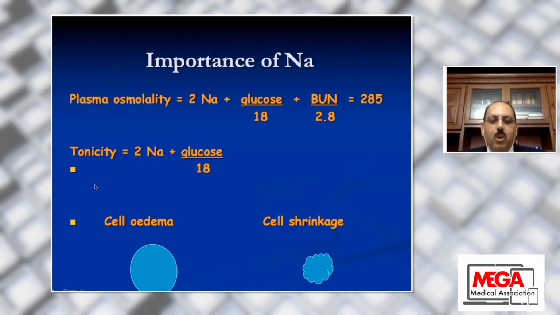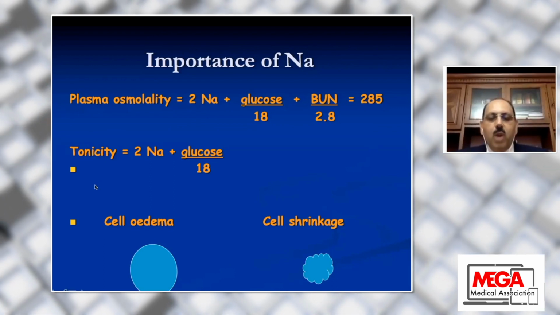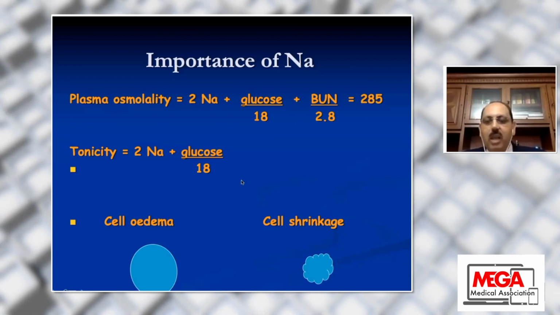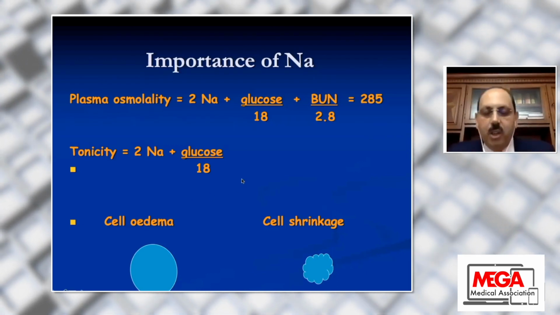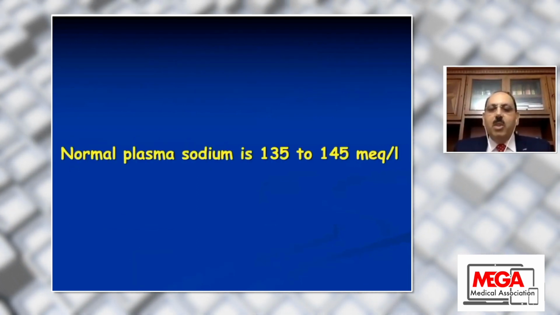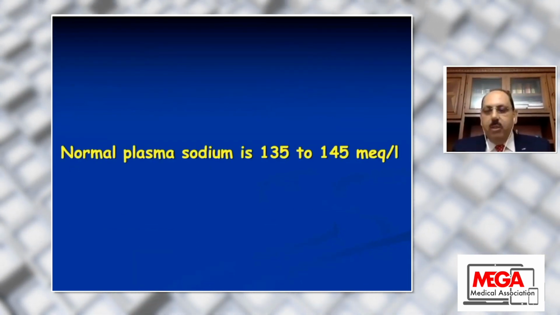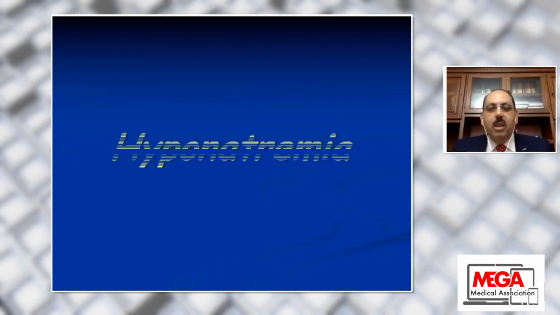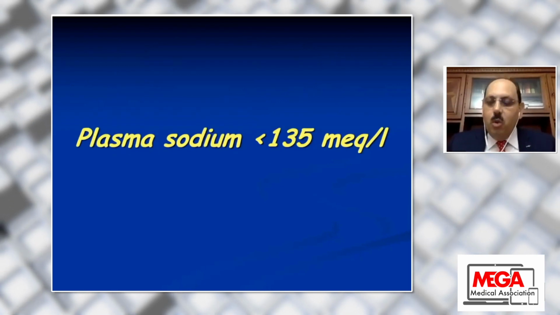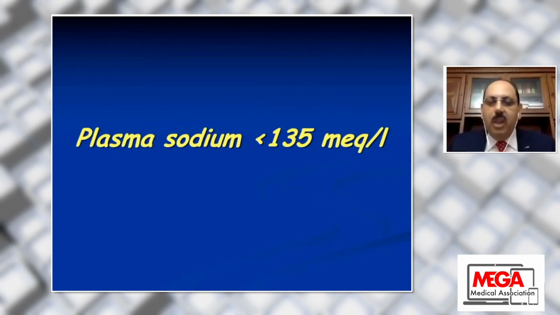So the net movement of water into or out of the cell is controlled by sodium, resulting in either cell shrinkage or cellular edema. The normal plasma sodium is 135 to 145 milliequivalent per liter. Hyponatremia means plasma sodium below 135 milliequivalent per liter.